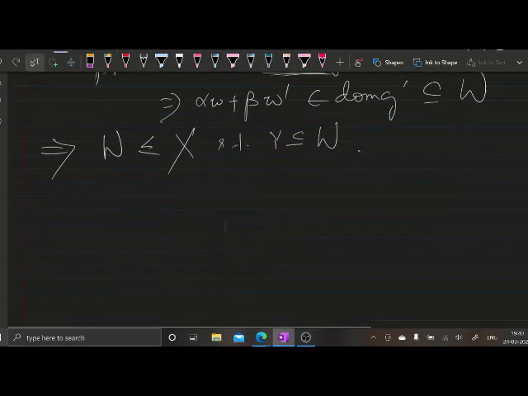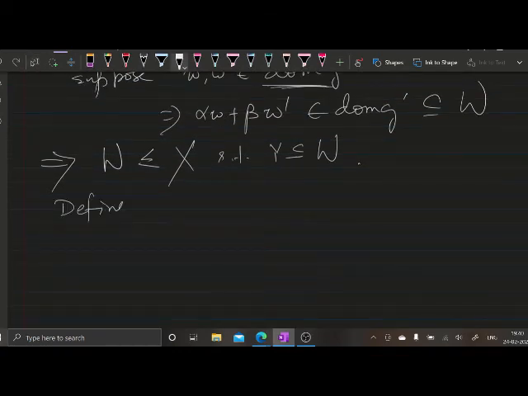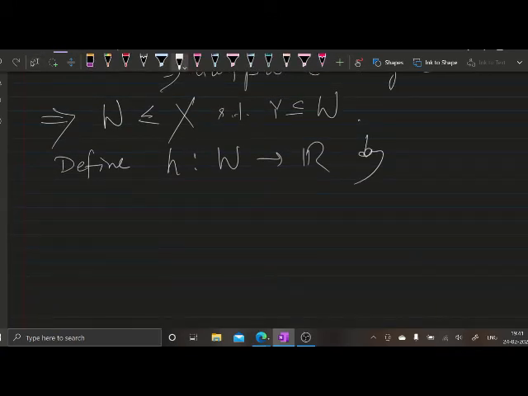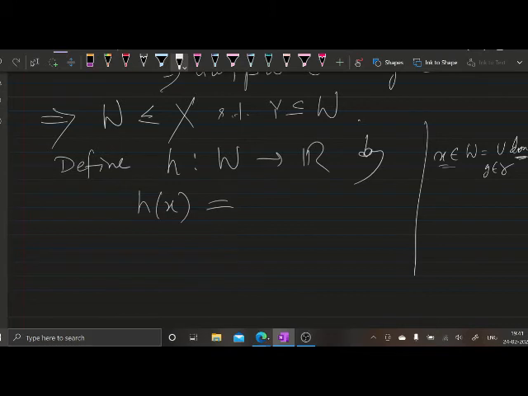Now, after defining this W, let us define a map on W. Suppose you take H from W to R by Hx equals, now since this x belongs to W, it must be in the union. So x must be in some domain of G, for G belonging to gamma. So we define this Hx as Gx.